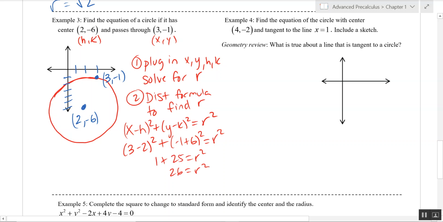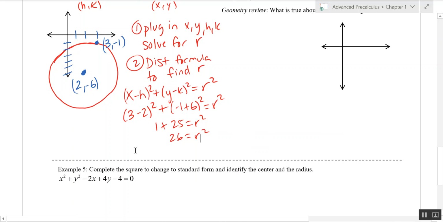Notice I'm not going to take the square root here, because when I plug it back in, I'm just going to rewrite it with r squared. So x minus 2 squared plus y plus 6 squared is equal to 26. That's the equation. You don't need to solve for r necessarily unless they ask for it.